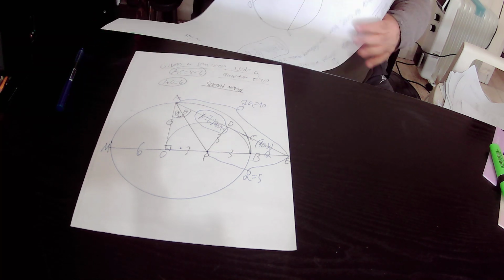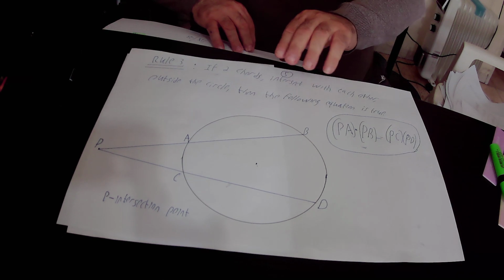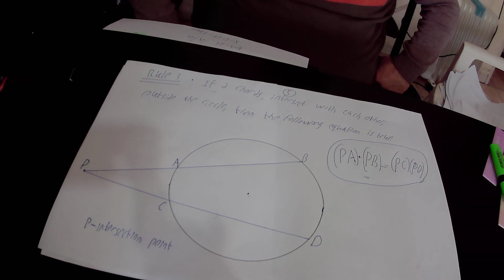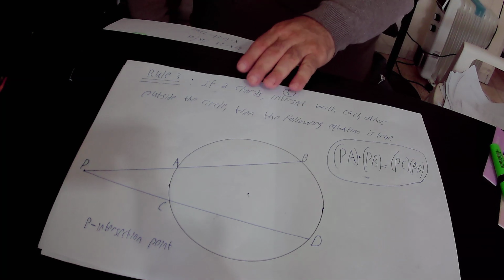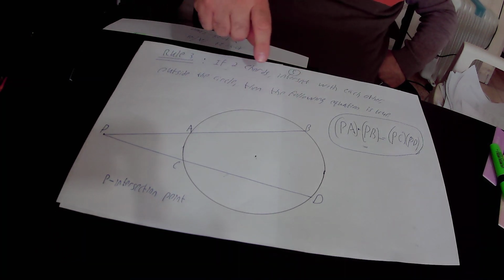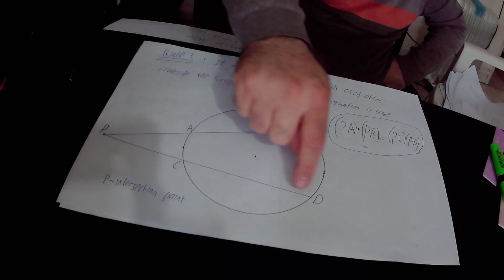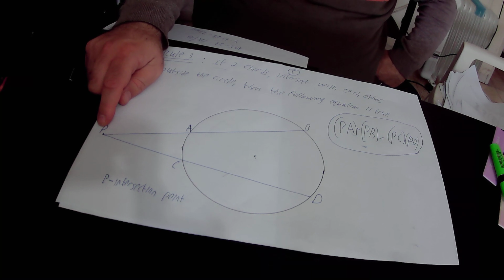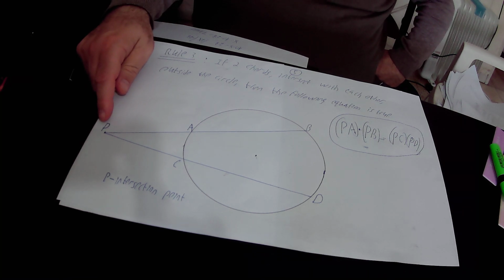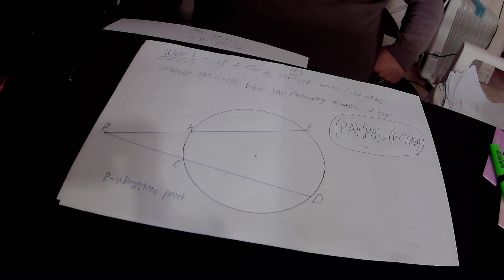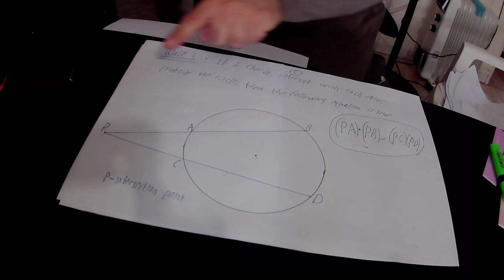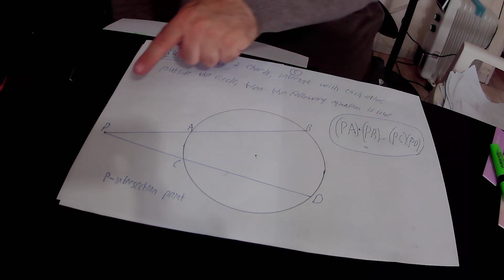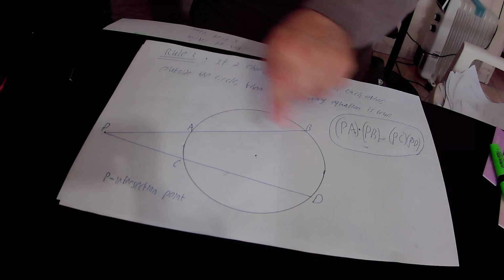Then I presented to you rule number 3. According to rule number 3, if two chords intersect with each other outside the circle, then the following equation is true. Here we have chord AB that intersects with chord CD at point P, the intersection point. Those two chords intersect outside the circle because point P is located outside the circle. So in this case, PA times PB equals PC times PD.